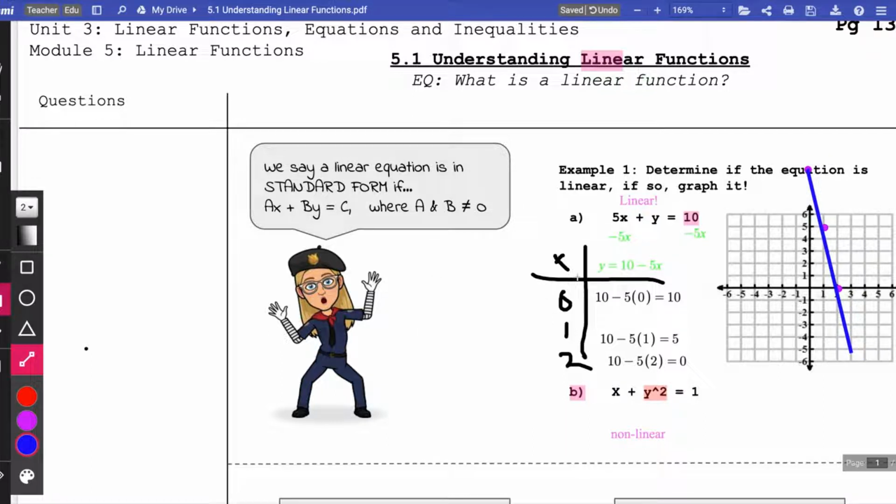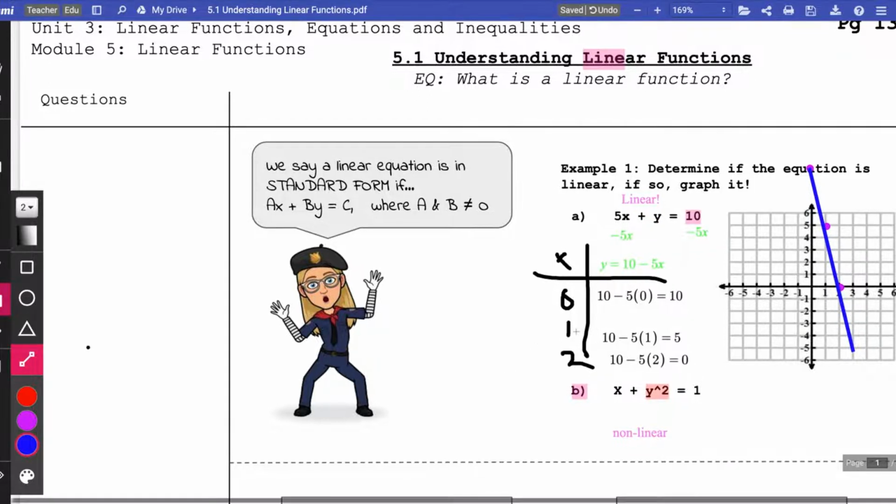So remember, again, to recap, you rearrange the equation so you have y by itself. And then you just plug in x's into the equation. You only need to plug in 2. I plugged in 3, and then graph the 3 points.